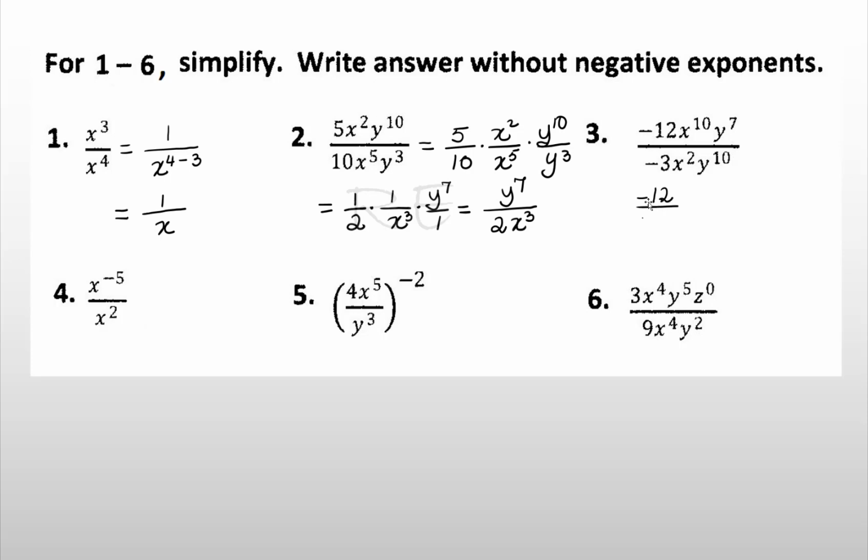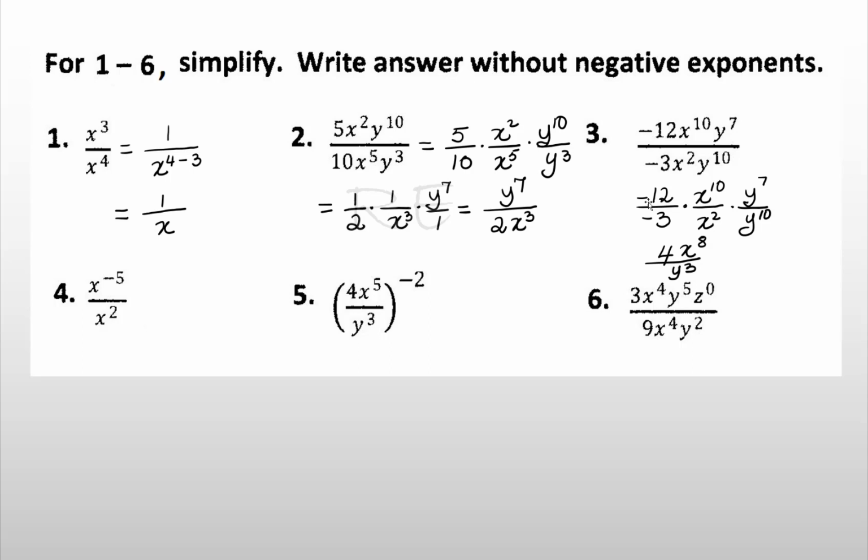For 3, negative 12 over negative 3, x to the 10th over x to the 2nd, y to the 7th over y to the 10th. A negative over a negative is a positive. 12 divided by 3, 4. X to the 10 minus 2, x to the 8th, divided by y to the 10 minus 7, y to the 3rd.